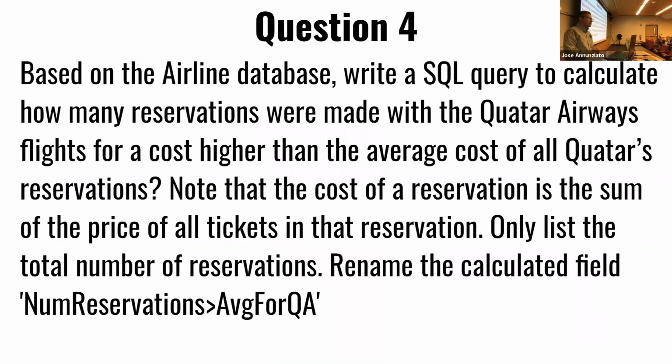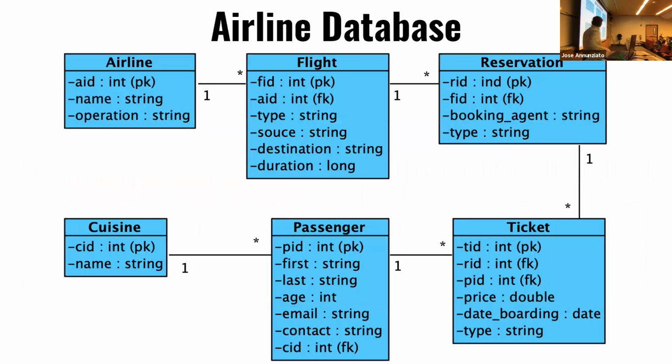So the question is, based on that database, write a SQL query to calculate how many reservations, right? So there'll be some kind of count of reservations, okay? Were made with Qatar Airways, right? So the name of the airline is over here, right? Here's the name of the airline.